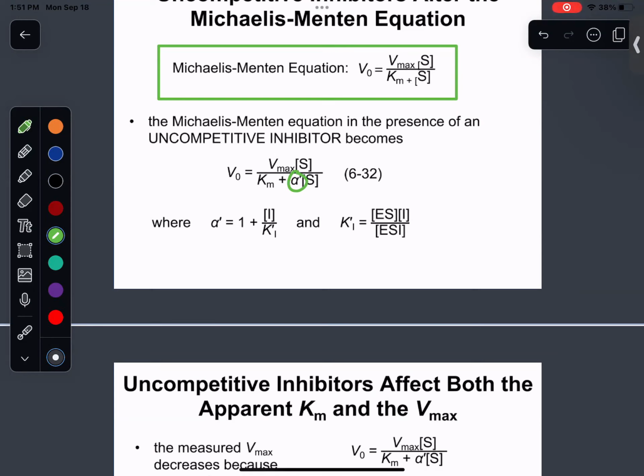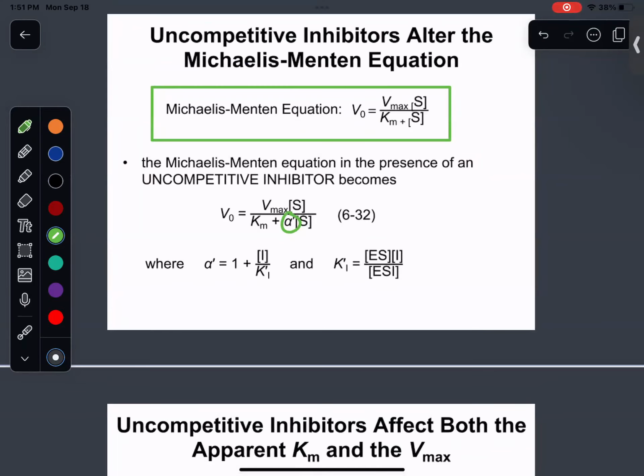You can go through exactly why and work out the math and the explanation, but just know that, at least this is what I would do, maybe because I'm not the best mathematician, for uncompetitive inhibition, you put the alpha prime over here. Just in case the equation itself does pop up in the exam, it's good to know. All right, this is the more mathematical aspect of things. Let's look at the graphs.